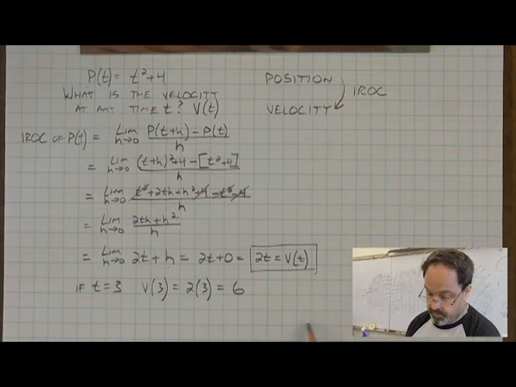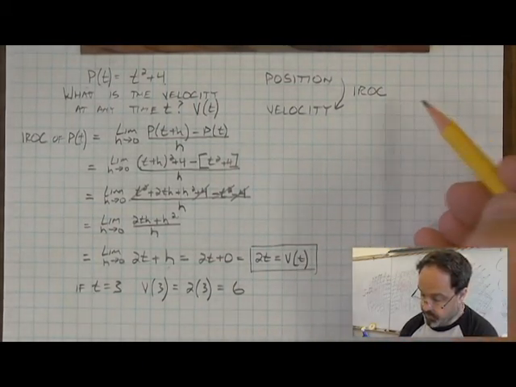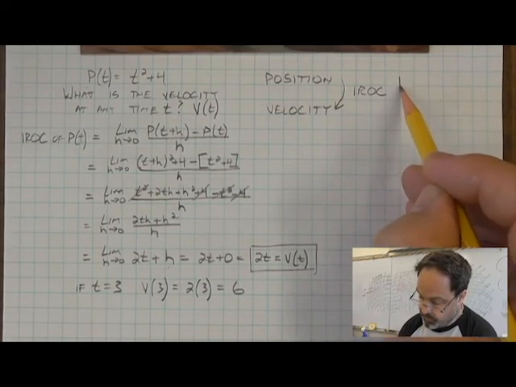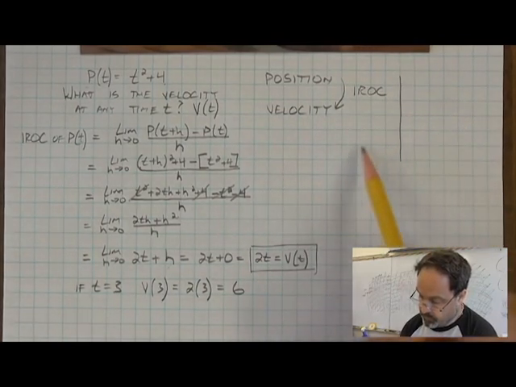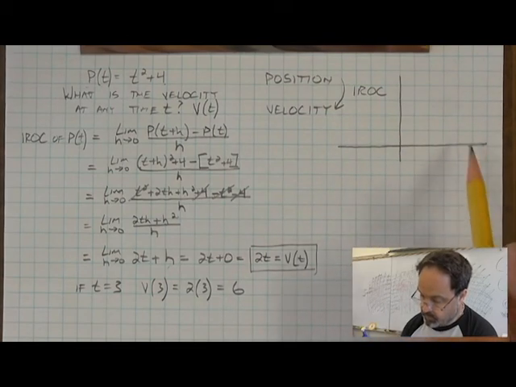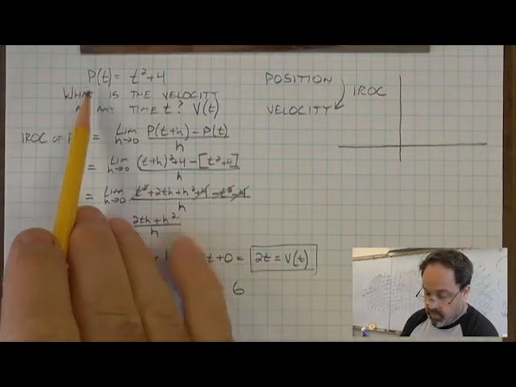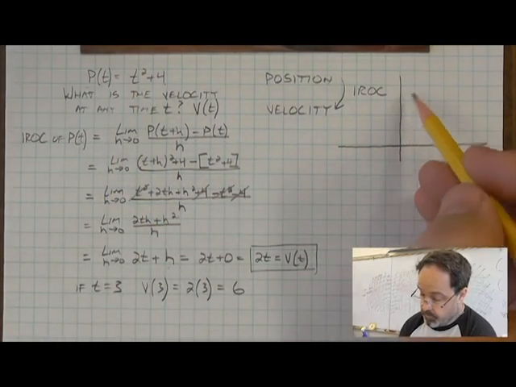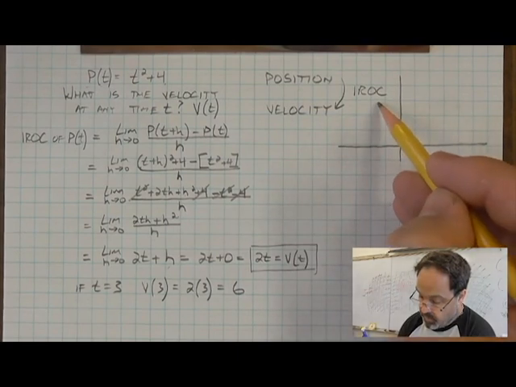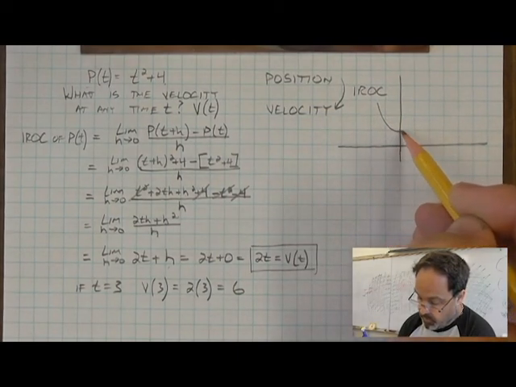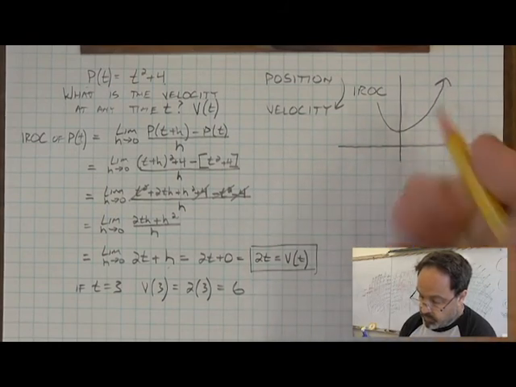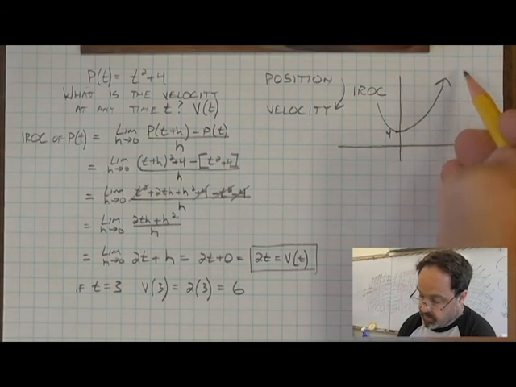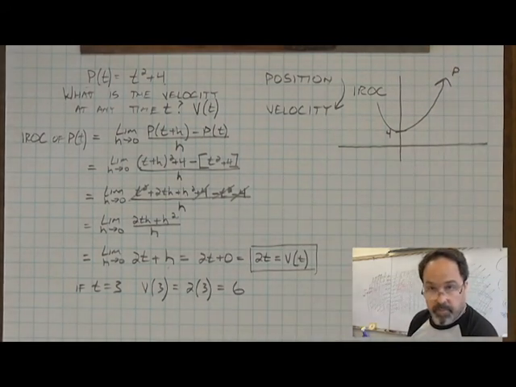Now, what does this mean graphically? Let's sketch the situation. The position function t squared plus 4 is a transformed parabola. If I graph a parabola and move it up by 4, the graph must look like this, where this tick mark is at 4. And this curve is the graph of p.